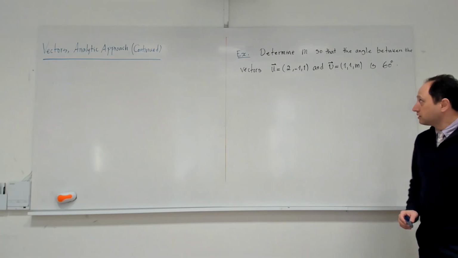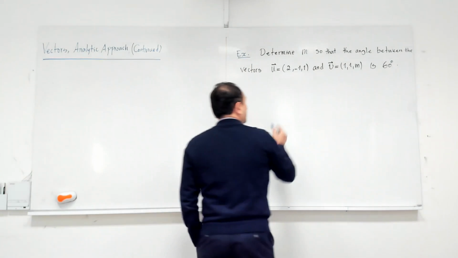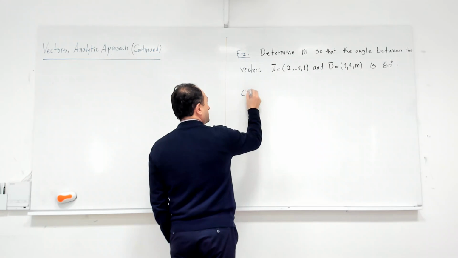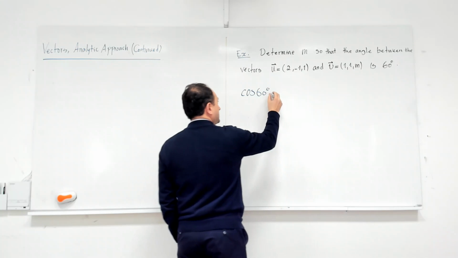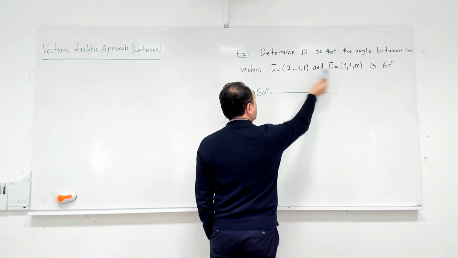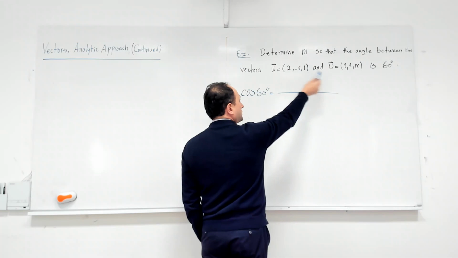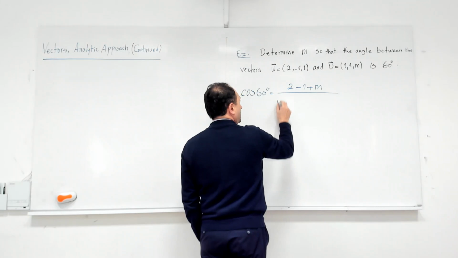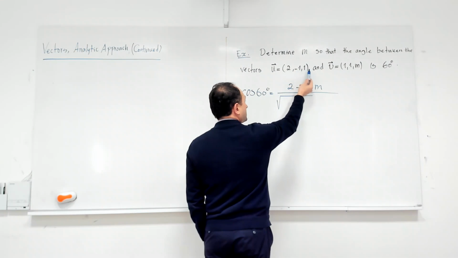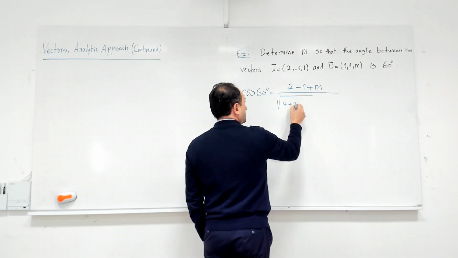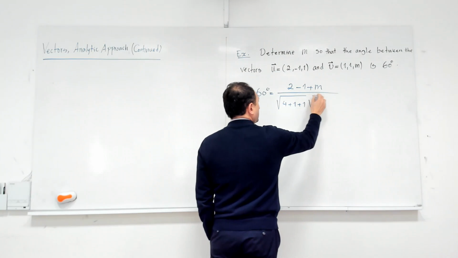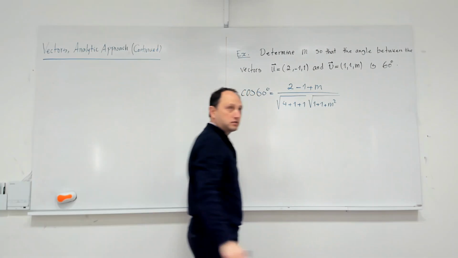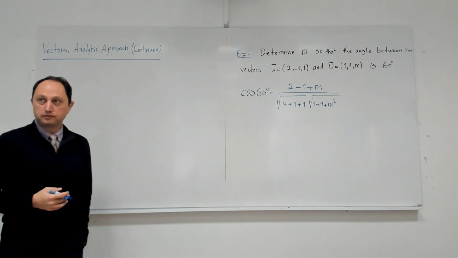So let us see how. Because we know that the cosine, the angle is supposed to be 60. So what is cosine? Do you remember? So this is cosine 60 degrees is equal to the dot product of these two vectors in the numerator, which becomes 2 minus 1 plus m, and then divided by the square root of these numbers squared added. So it becomes 4 plus 1 plus 1. And then the square root of these numbers squared added. So it becomes 1 plus m squared. Yes? This is the equation that you are supposed to solve.